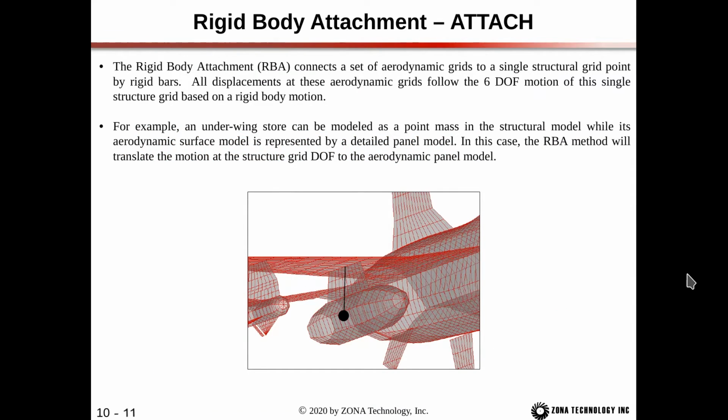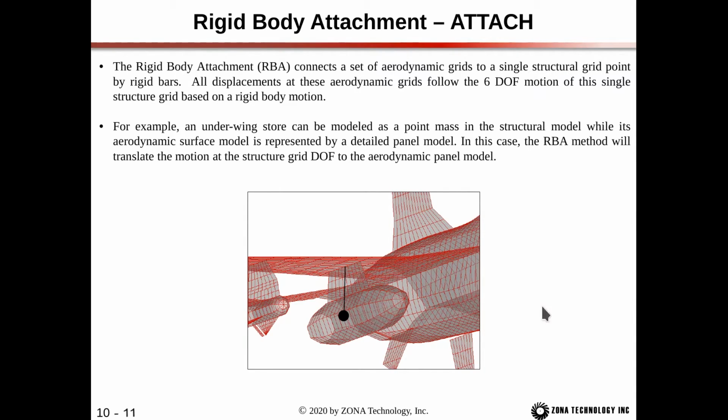Next, we have the rigid body attachment. So the rigid body attachment connects a set of aerodynamic grids to a single structural grid point by rigid bars. All of the displacements at these aerodynamic grids follow the 6 degrees of freedom motion of the single structure grid based on rigid body motion. So all 6 degrees of freedom of this grid point are used, both the translational and the rotational degrees of freedom, to map the aerodynamic boxes to this single grid point.